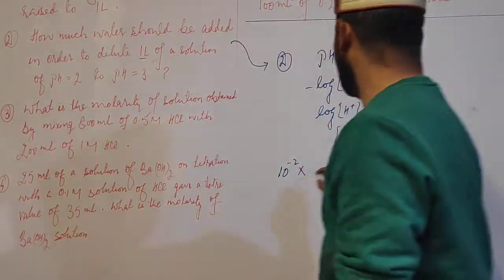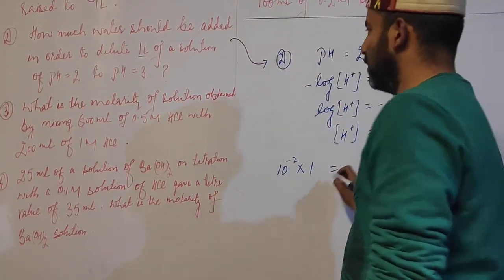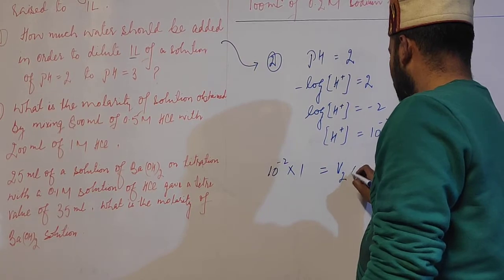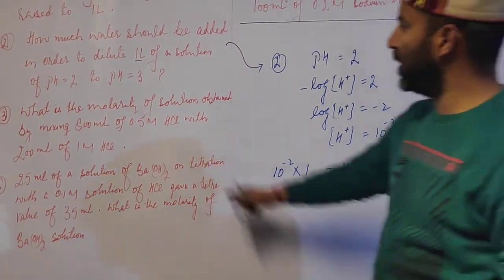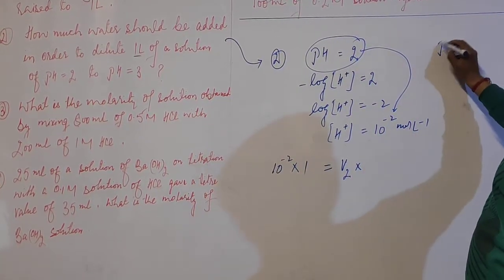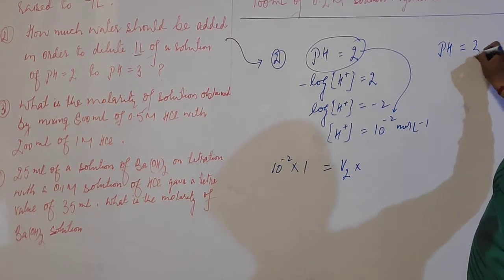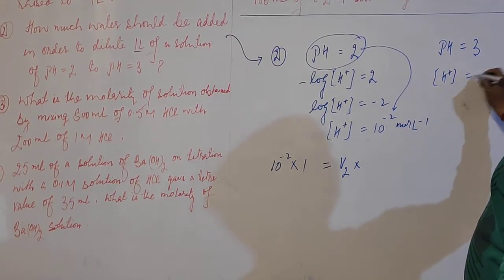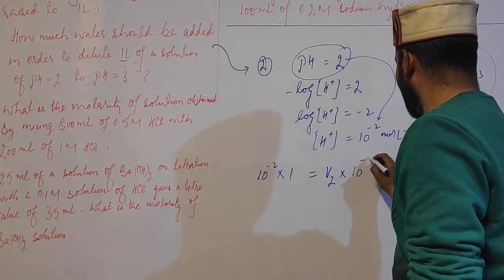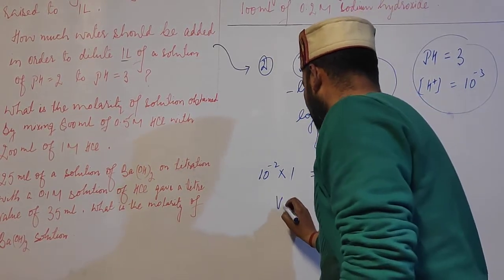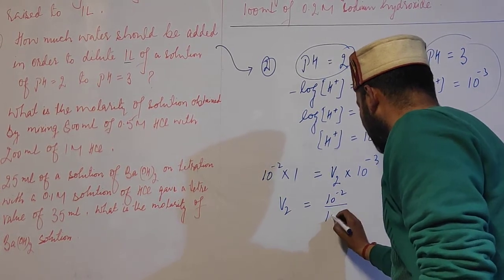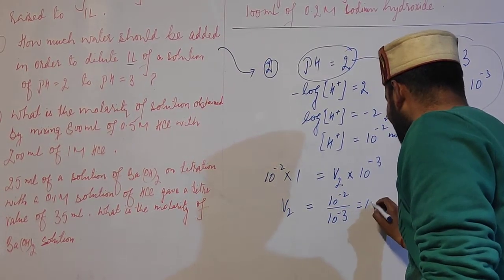We want to dilute 1 liter, so the initial volume is 1 liter. Now the final volume is not given, so we first determine the volume of the final solution whose pH is 3. When pH is 3, the hydronium ion concentration of the second solution would be 10 raised to power minus 3. So students, the volume of the final solution is what? 10 raised to power minus 2 divided by 10 raised to power minus 3. So this is 10 liters.